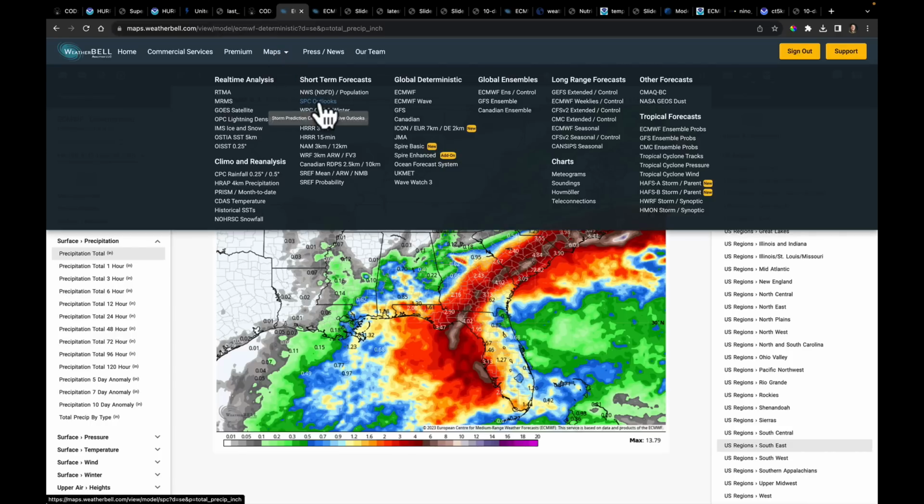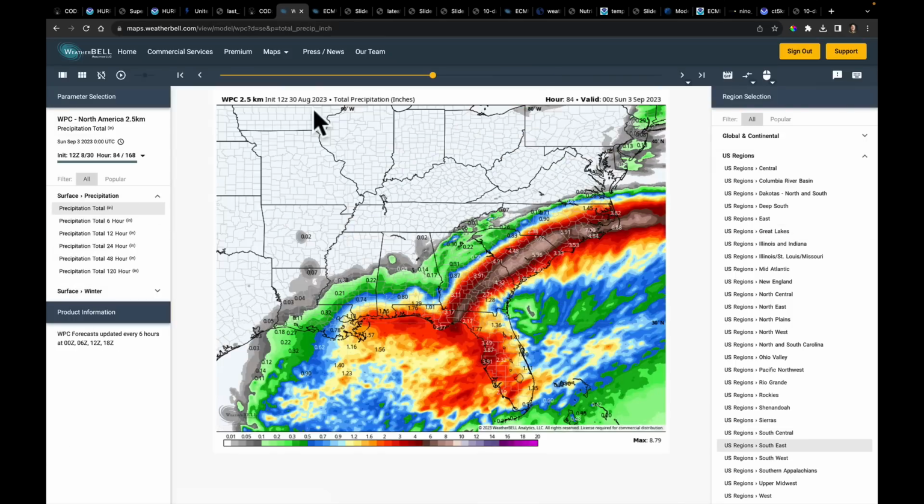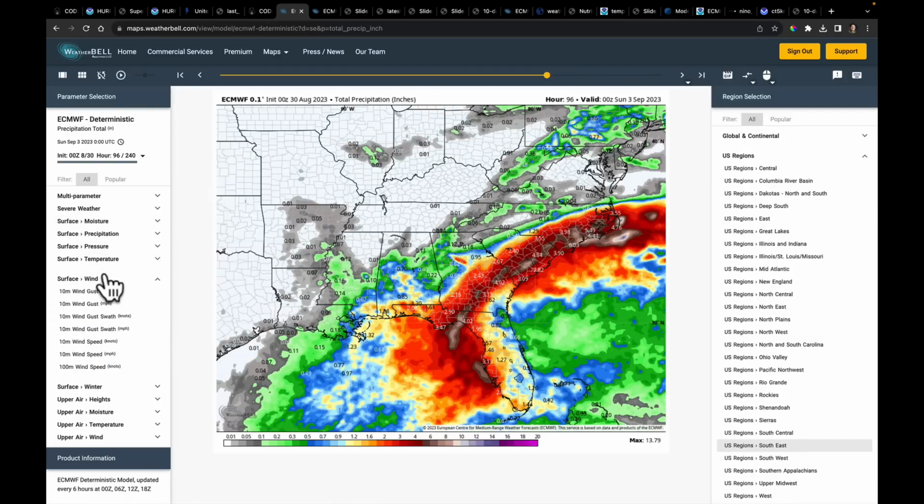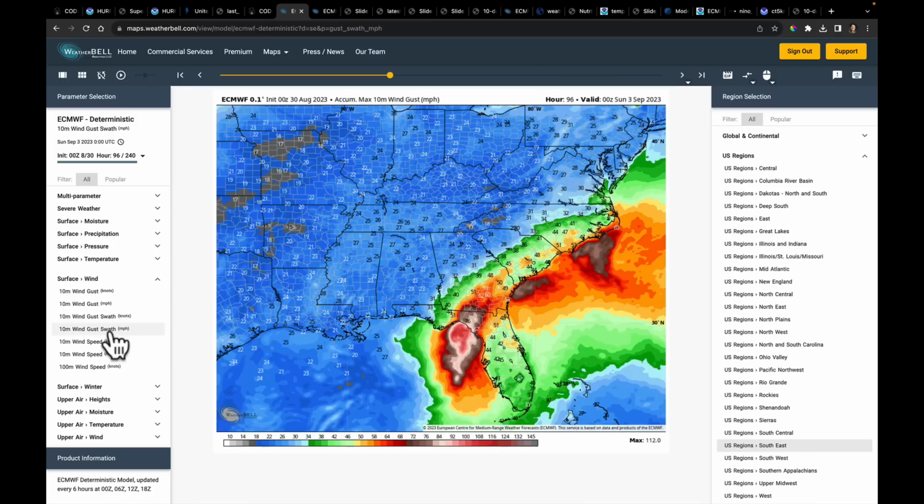I then want to update this with the newest from the WPC. They've got a much broader area in through here of 4 to 8 inches of rainfall in South Carolina and North Carolina. And remember, leading up to this, we had been watching for some regional drought development in North Carolina. So this hurricane coming through, and dropping just a tremendous amount of water. Let's go back to the European model, and I want to flip this over from precipitation and show you surface winds. We're going to look at 10 meter max wind gusts. So this is a gust swath.